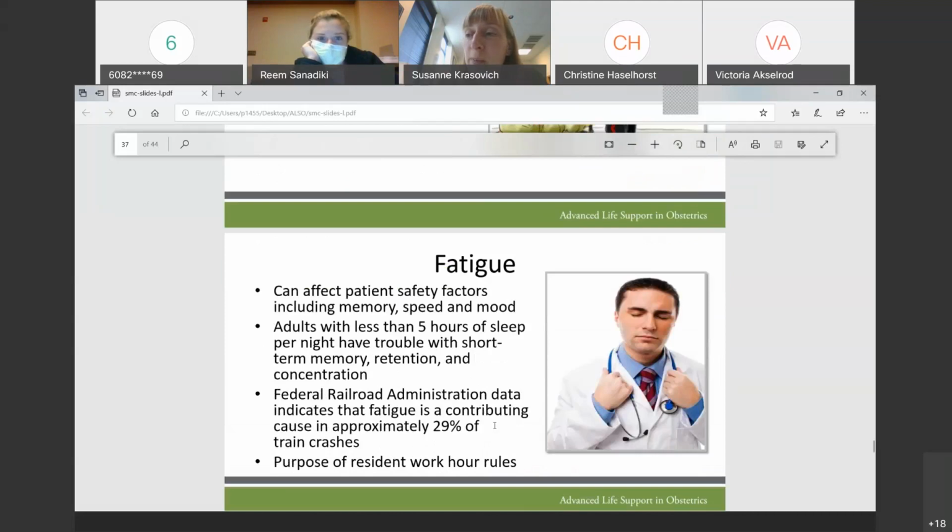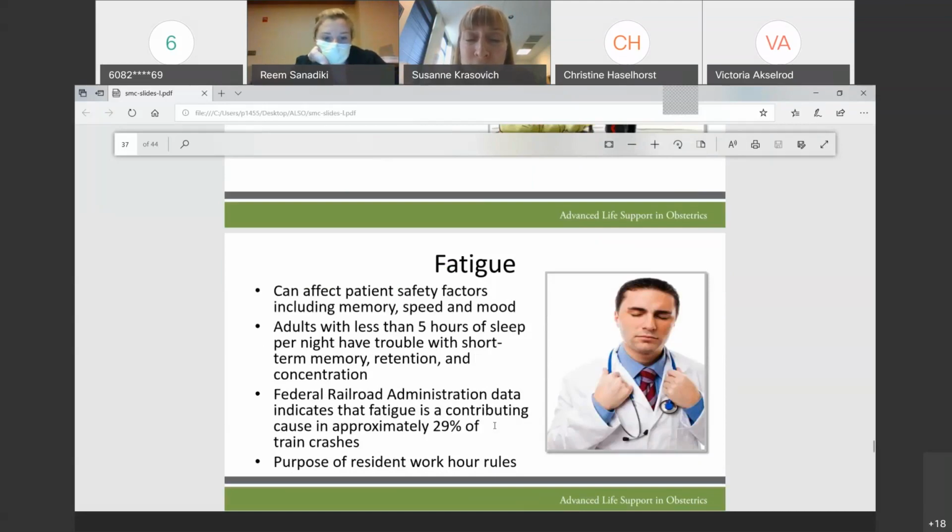So just a word about fatigue. Fatigue also gets in the way of patient safety. It affects memory, speed, and mood. You can see that adults who have less than 5 hours of sleep per night in studies have trouble with short-term memory, with retention, and with concentration.